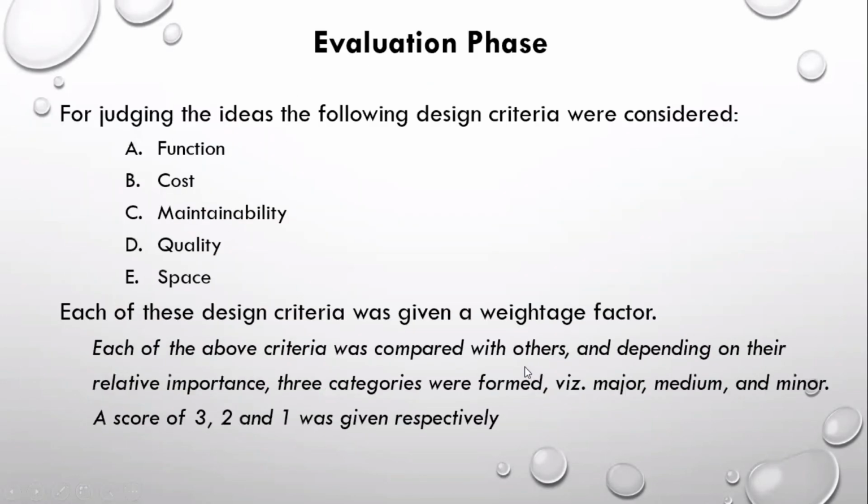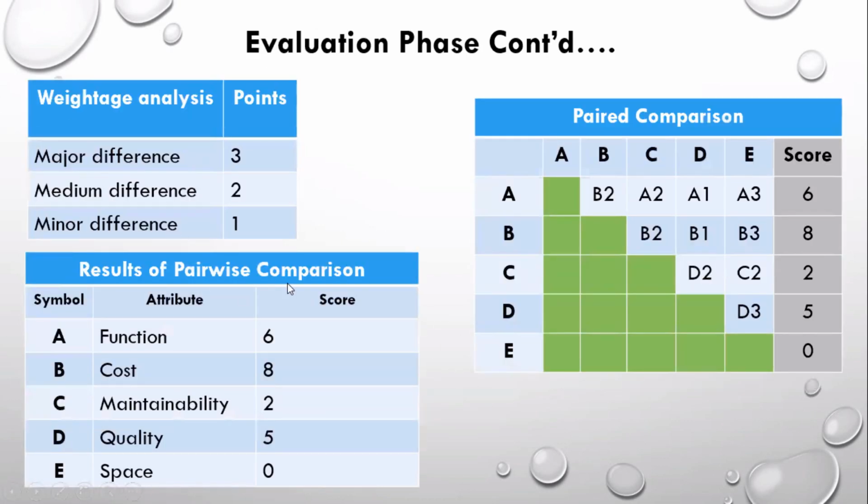Yeah, it's actually relative importance. So why did I put it as difference? It is relative preference. So function is medium preferred compared to maintainability. So it's A2. Again, A is compared with D, that is quality, it's A1, which means minor preference. That is, function is minor preferred than quality.